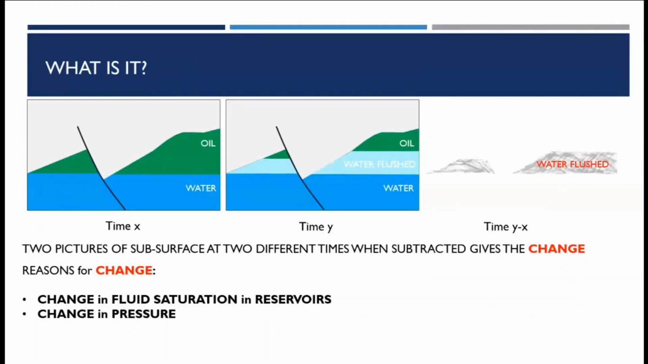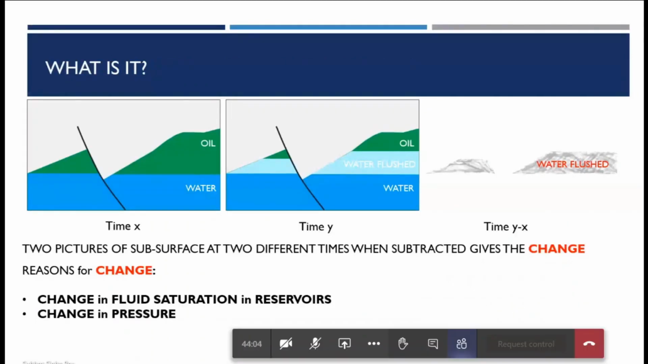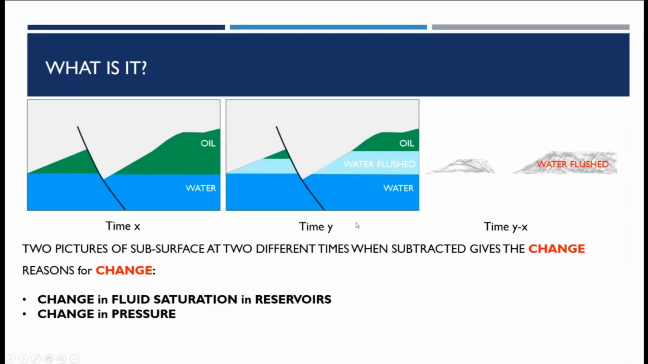Now, 4D seismic, what is it? What does it do? So I've got two pictures over here. At time X, you've got a subsurface cross-section where you've got oil at the top and water down here. At time Y, later on, what has happened? You have produced, so you've got water flushed into this area, and the oil has a cap out over here. So if you take the difference between these two time periods, this is what you get. You get the water flush zone, where you have essentially replaced this part, which had oil earlier, with water.